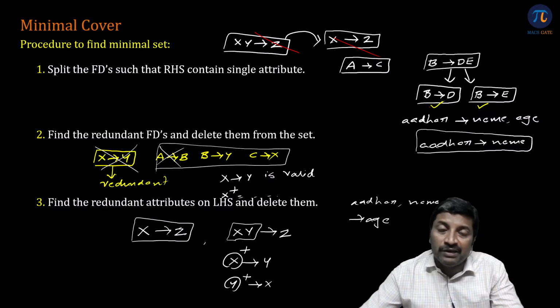Suppose by using x, I cannot get y. By using y, I cannot get x. That means both are independent. Then I need both of them. Hope you understood it. So this is the story we are going to verify. So let me explain the same procedure with one example.